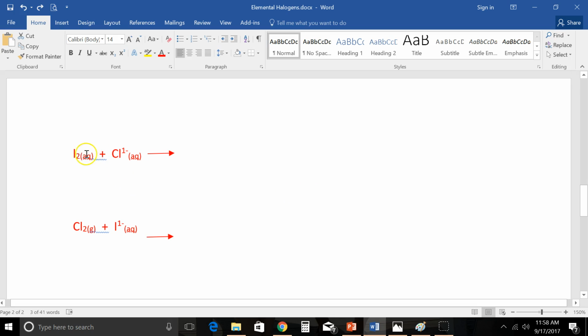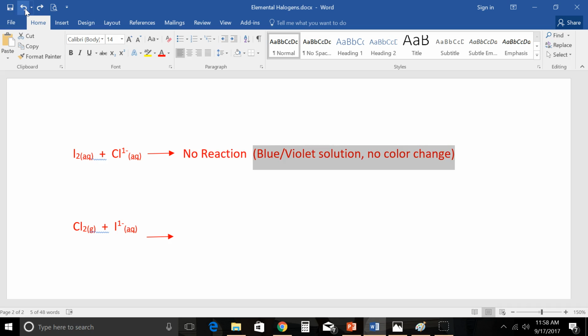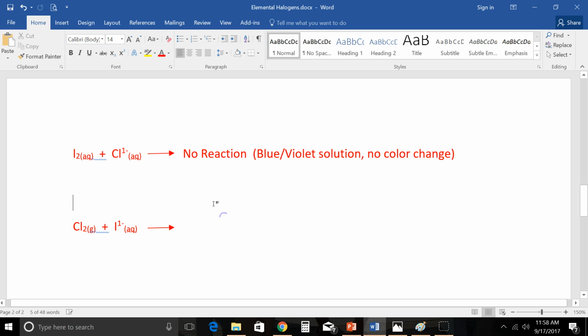Now we have elemental iodine in aqueous solution reacting with chloride ions. Now iodine is below chlorine in the periodic table, which means it's less reactive, so we would expect to see no reaction. And since elemental iodine in solution will produce a blue-violet solution, we will not expect to see a color change.